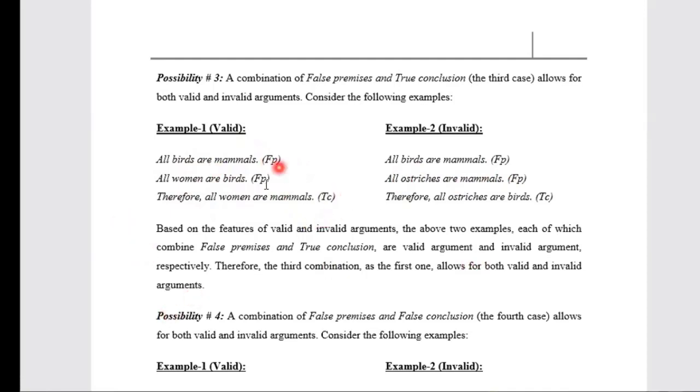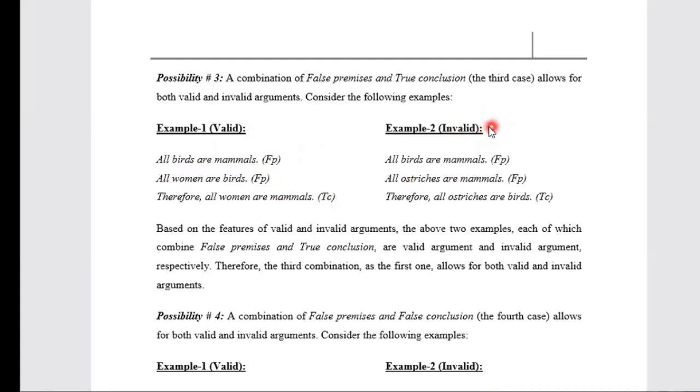So it's valid because the two premises help us to necessarily or strictly argue that all women are mammals. It's impossible for a woman not to be a mammal. We can certainly argue that all women are mammals by assuming that the premises are true.